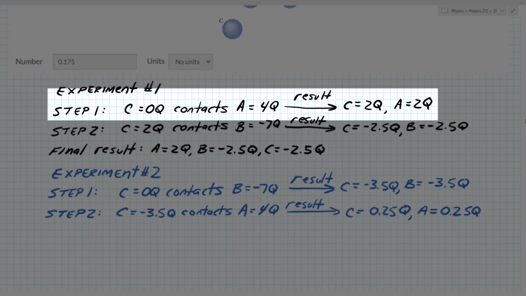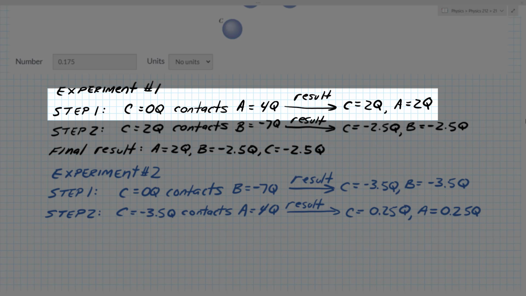Experiment 1, step 1. Sphere C, which has an initial charge of 0Q, is brought into contact with sphere A, which has an initial charge of 4Q. Because all spheres here are conductors, charges can move freely through them and between them. Sphere C looks really attractive to sphere A. Sphere A is occupied by positive charges. Opposites attract and likes repel. All of this mutual repulsion on sphere A means some of the charge on sphere A will conduct and move over to sphere C. Here's the final result. Sphere C has a charge of 2Q and sphere A has a charge of 2Q.